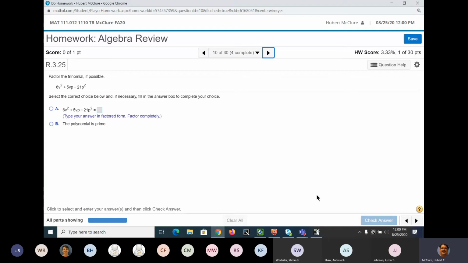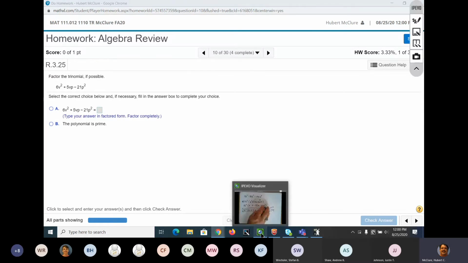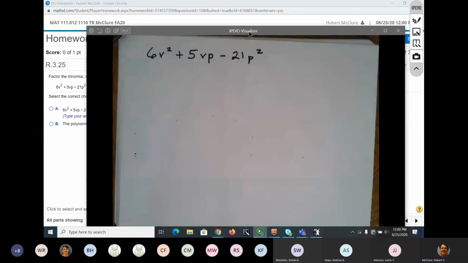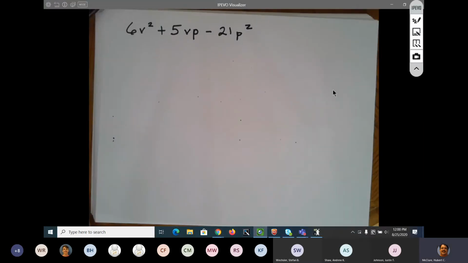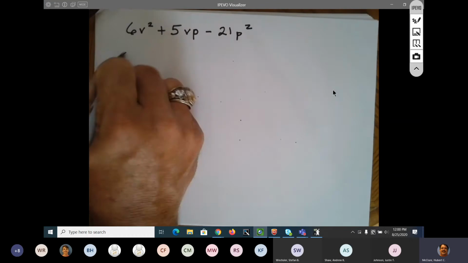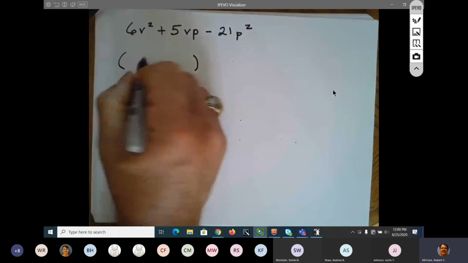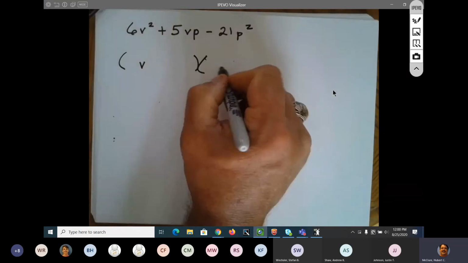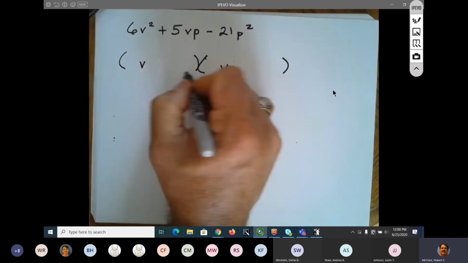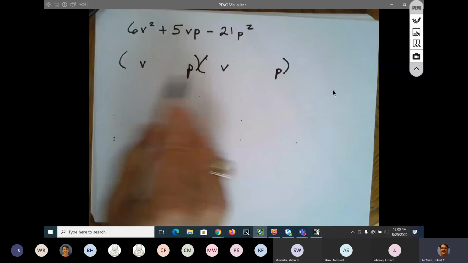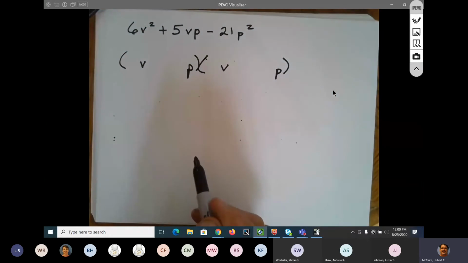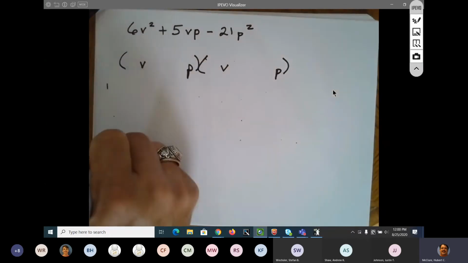Okay, so I'm gonna pull up my handy dandy document cam. Oh, I hit the wrong button. I suck. There we go. And I'm going to break up the first one with V and V. And then the last one with P and P. Since you got a V here and a P here, you can set your problem up like that. Now 1 and 6 and 2 and 3.